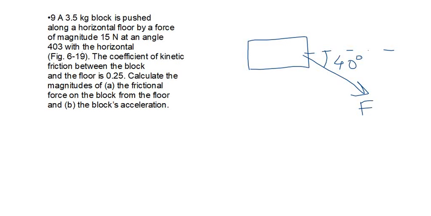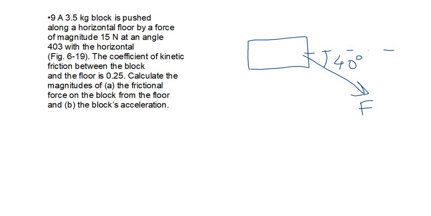The question reads, a 3.5 kg block is pushed along a horizontal floor by a force of magnitude 15 Newton at an angle of 40 degrees with the horizontal. The coefficient of kinetic friction between the block and the floor is 0.25. Calculate magnitudes of part A, the frictional force on the block from the floor, and part B, the block's acceleration.